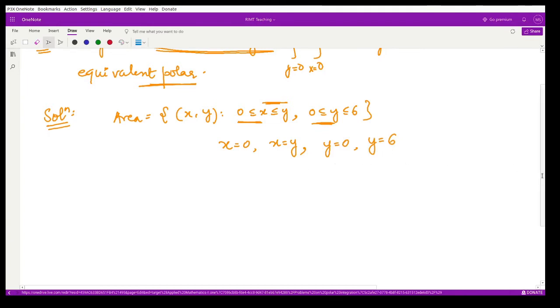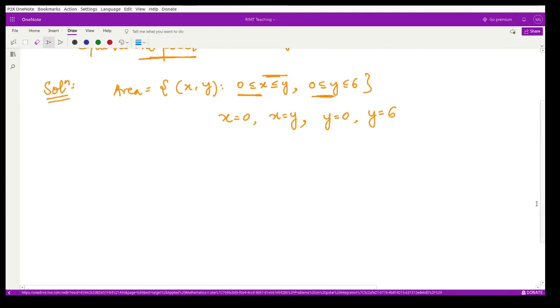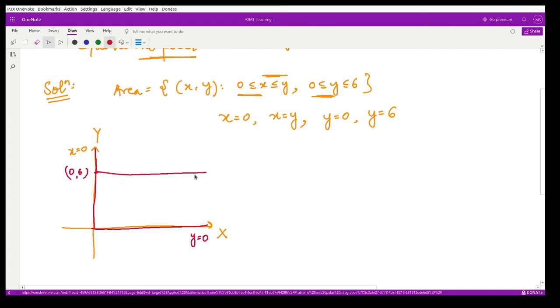So that means you have these 4 lines, and we can very easily draw these straight lines. This is your x-axis, this is the y-axis. So x is equal to 0 is the y-axis only, right? And y is equal to 0 is the x-axis only. Y is equal to 6: suppose this point is 0, 6, so y is equal to 6 would be a line parallel to the x-axis passing through this.